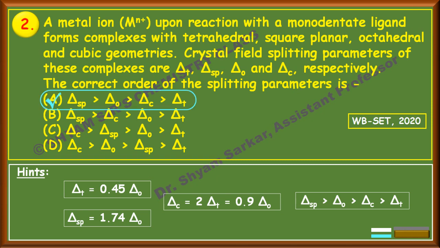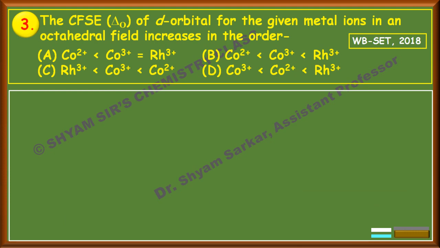So option A is the correct answer here. Okay, so in this way you have to solve this problem. Next problem, if you see, the crystal field stabilization energy delta O of d orbital for the given metal ions in an octahedral field increases in the order.